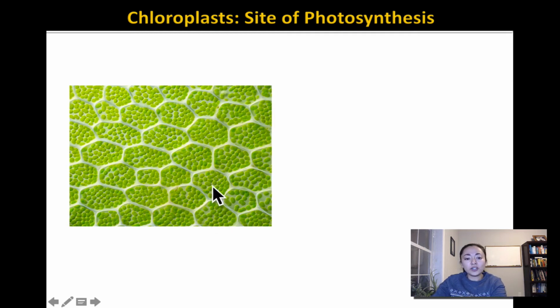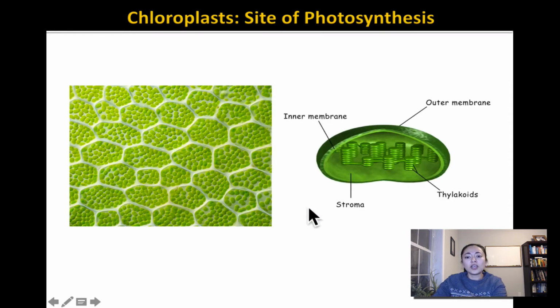These chloroplasts are what give plants their green color. And if we were to actually look into one of these green little dots here, it would look something like this. And you can see that the chloroplast has two membranes. It has an outer membrane and an inner membrane. There's also fluid that fills the chloroplast called the stroma. And the chloroplast has these stacks within it. These stacks here are covered by a membrane called the thylakoid membrane. So the chloroplast itself consists of the fluid, the stroma, and these thylakoid membranes. Photosynthesis is going to occur in both the stroma and the thylakoid membrane.